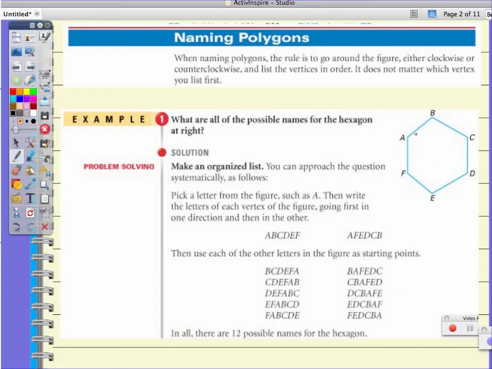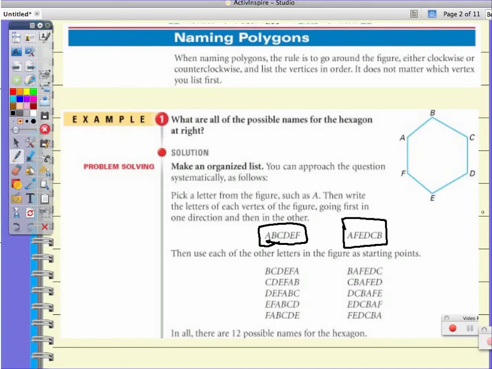Okay, so let's go ahead and start with the very most basic one, which is starting with A. And if we start with A and we go in a clockwise order, we will get A, B, C, D, E, and F. So that is where you see A, B, C, D, E, and F coming from. And now if we start with A and we go counterclockwise, we're going to get A, F, E, D, C, and B. So that is where you see A, F, E, D, C, and B.